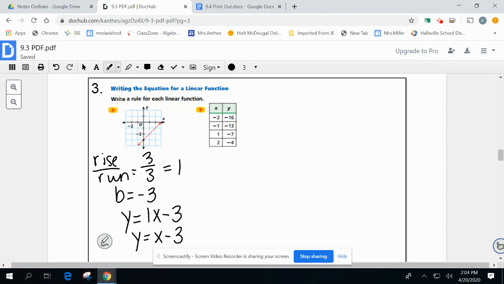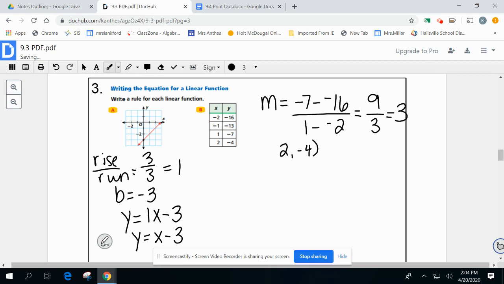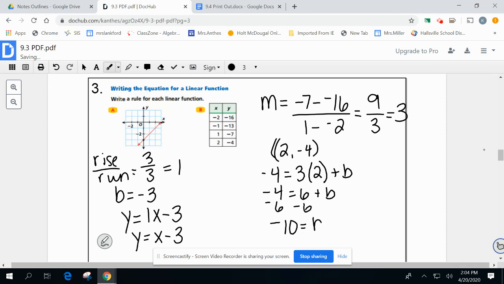On B, we are going to need to use the slope formula, so we can pick any 2 points, it doesn't matter, plug them into the slope formula. So m equals -7 minus a -16 over 1 minus a -2. So that would equal 9 over 3, which equals 3. And then I'm going to choose to work with 2 comma -4, and I'm going to plug that in and solve for b. So -4 equals 3 parentheses 2 for x plus b. -4 equals 6 plus b. Subtract 6 over, and I get -10 equals b.